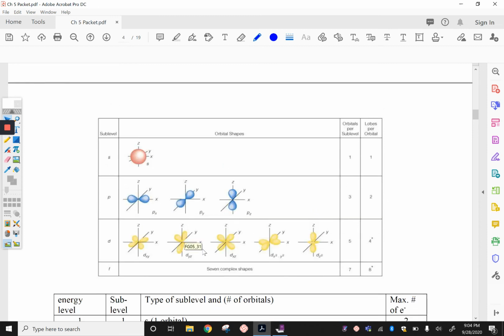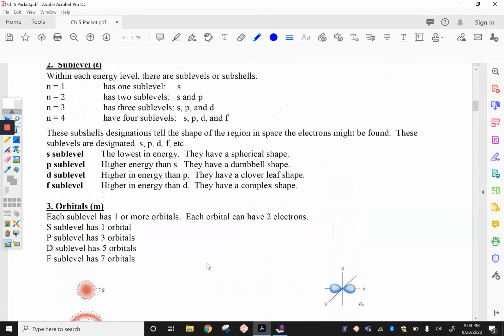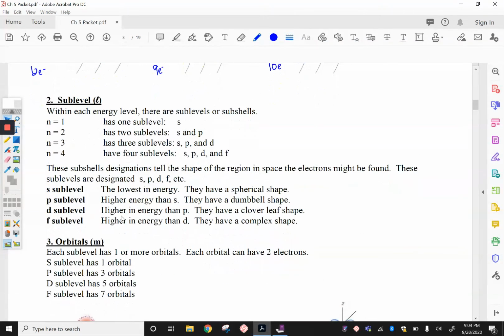And then we have the F, which they tell us is a complex shape. I think it looks like flowers. I'll bring you a picture of it at some point. So we go S, P, D, F. Now these letters come from the names of different spectra. There's principal lines, diffraction lines, fundamental lines, and so on. So you don't need to know that, but that's just where those letters come from.